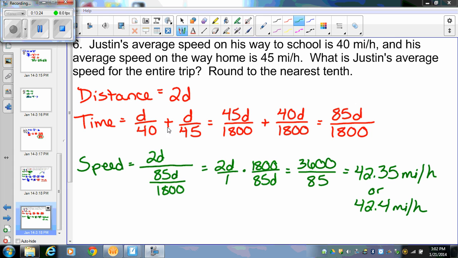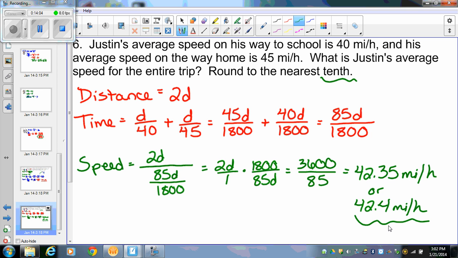So the total time would be adding those two fractions together, which means getting a common denominator. Once again, I just multiplied those two things together; I didn't try to mess with least common denominator. So you end up with 85d over 1800. Then your speed is distance divided by total time: 2d divided by 85d over 1800. Multiply by the reciprocal of that denominator, and you get 3600 over 85 miles per hour, or 42.4 miles per hour, since it only said to round to the nearest tenth.